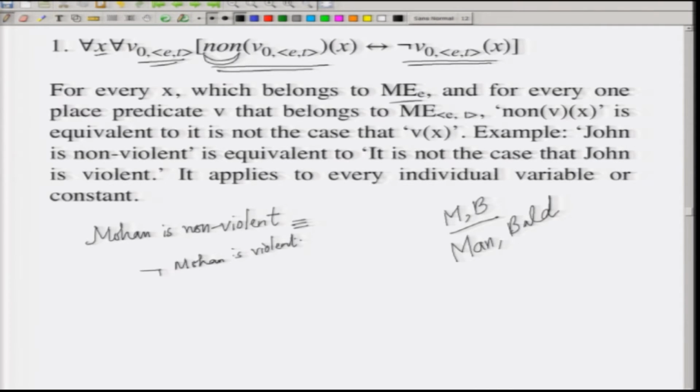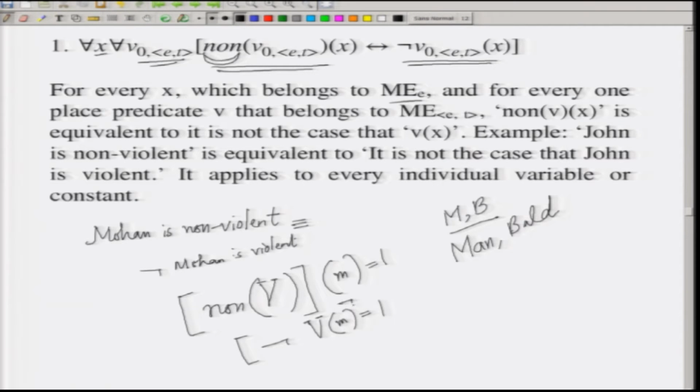Now Mohan is non-violent, if we translate this, this is a specific case. How do we translate? Non and violent, a big V, that is a capital V. So first non takes violent, that makes it non-violent, and then we give it Mohan. So finally, if it is true that Mohan is non-violent, this will be 1. This means that it is not true that violent Mohan is 1. So they are equivalent.